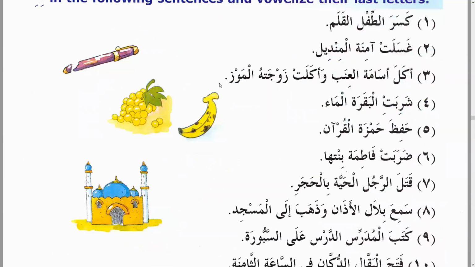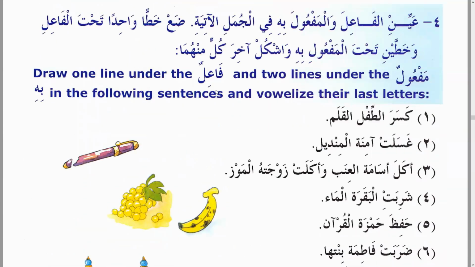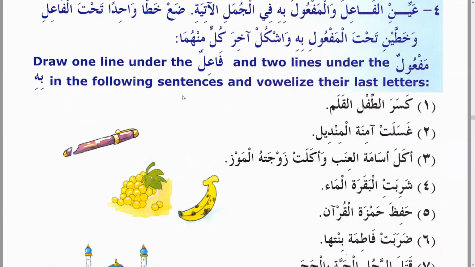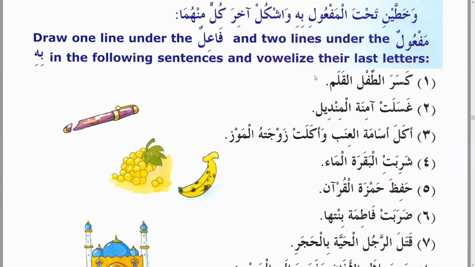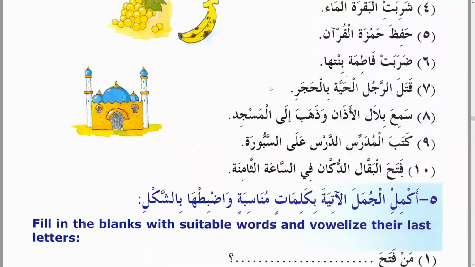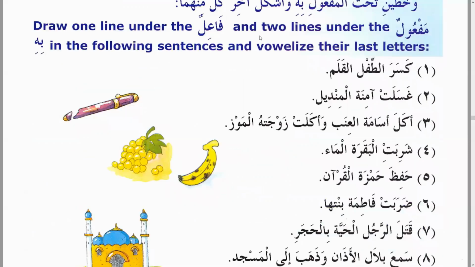Next exercise. Draw one line under the fa'il and two lines under the maf'ulun bihi in the following sentences and vowelize their last letters. Right? So there are 10 sentences. The first one, kasarat tiflul qalama. So this is the fa'il and this is the maf'ulun bihi. The boy, the child broke the pen. Kasarat tiflul qalama. The child broke the pen.